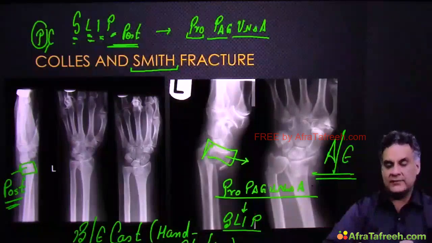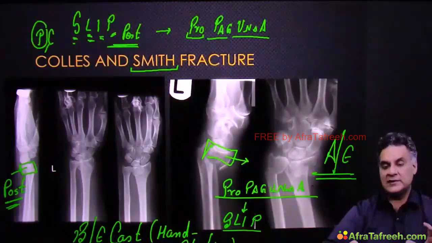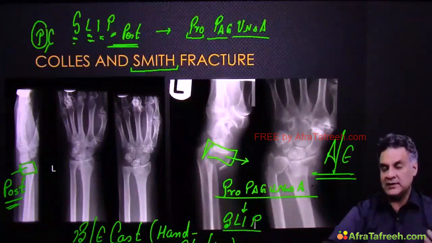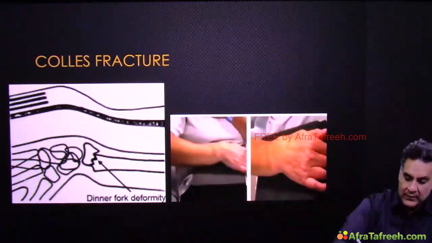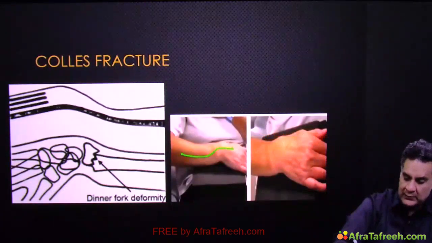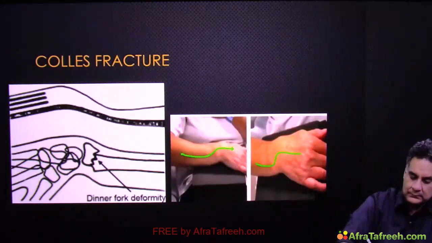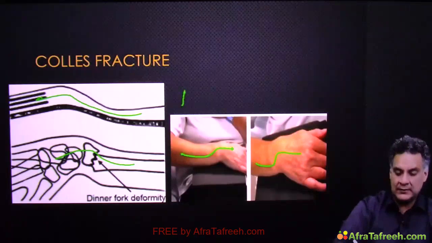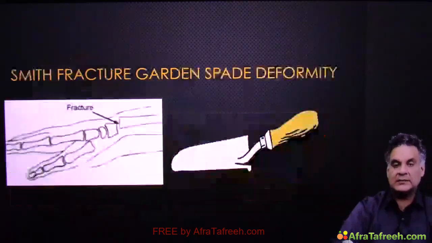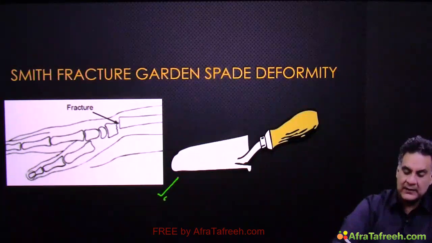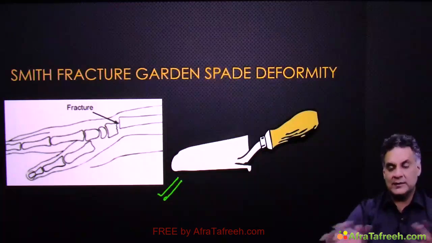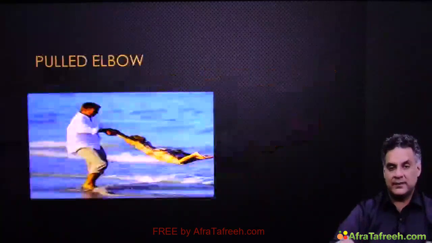These are extra-articular fractures. Colles fracture and its complications are very commonly asked in exams. One of the common complications of Colles is malunion into dinner fork deformity. So it looks like a dinner fork, malunion. Whereas in Smith, the malunion is opposite, causing the garden spade deformity. So Colles and Smith, they are opposite to each other.